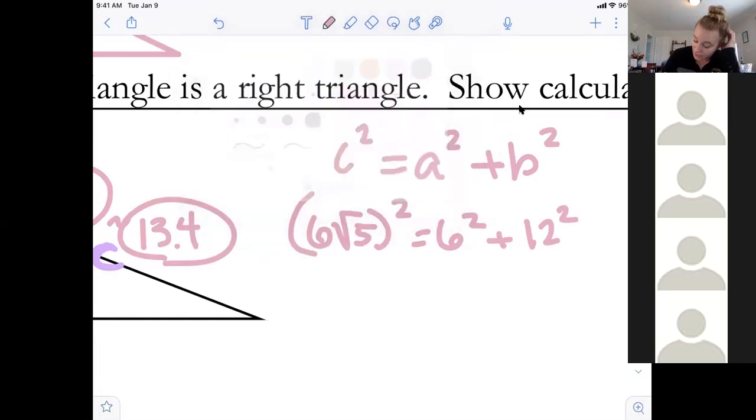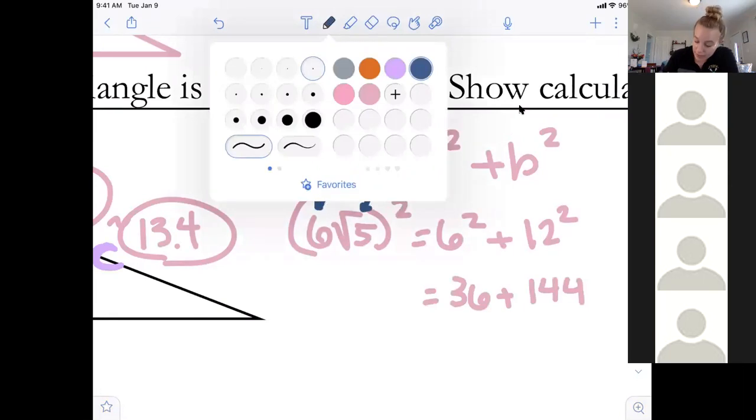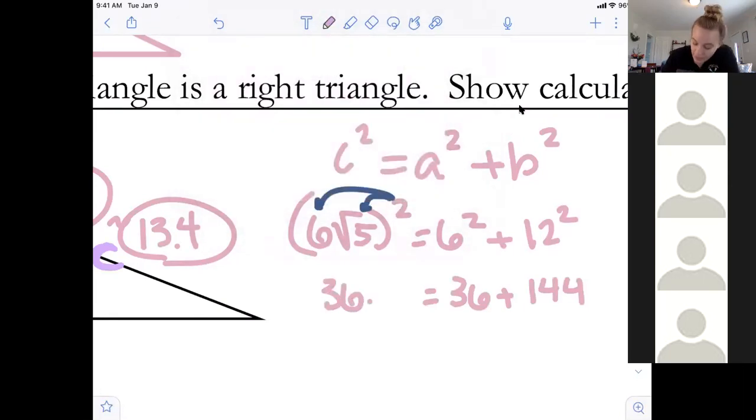So if I do 6 squared on the other side, I've got 36 and 12 squared is 144. Okay, the right side was really easy. When you do the left side, I have to square 6 and root 5. So 6 squared is going to be 36, and then radical 5 squared is radical 25. Well, radical 25, you know that's a perfect square, so that's just 5. So I essentially have 36 times 5.